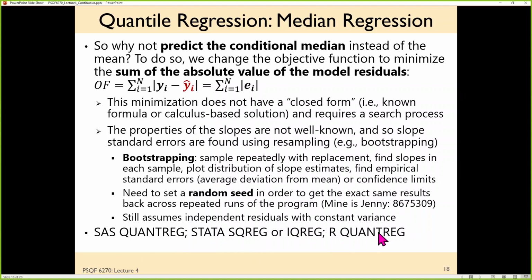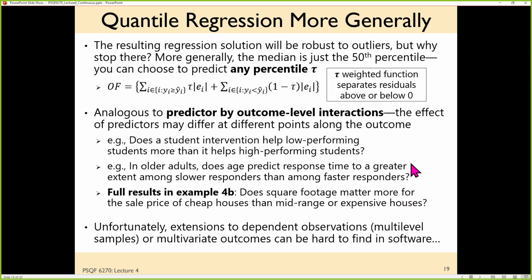So here's the software that I found that will be able to do this. We're still assuming independent residuals with constant variance, but we're not necessarily assuming normality because we are not using the normal distribution to get standard errors. We're using this alternative way of doing it. If we can predict the 50th percentile, we can predict any percentile. And where I see this being useful is to essentially find a way to specify predictor by outcome interactions. So here are some examples that I thought of that would illustrate this.